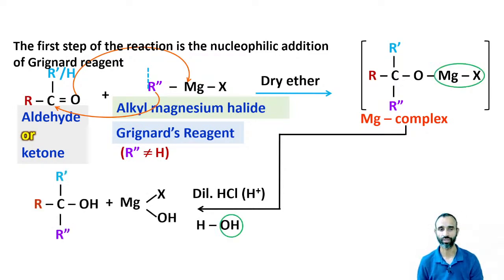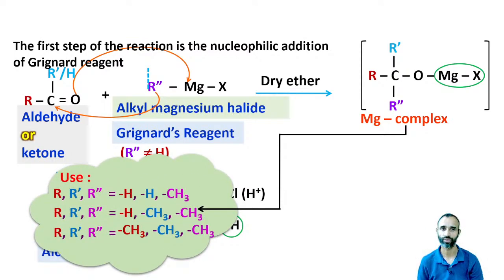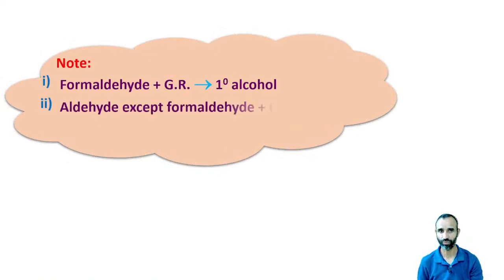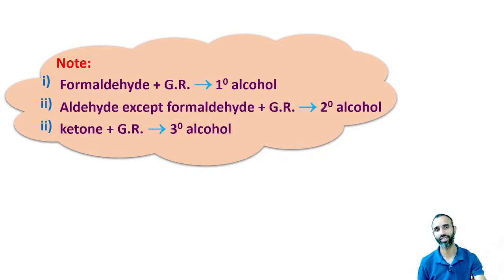and we get alcohol. Obviously, if it is formaldehyde, we get primary alcohol, because then R and R dash both are H. If other aldehydes are there, either R or R dash is hydrogen. This is alkyl only. So we get secondary alcohol, and if it is ketone, then we get tertiary alcohol. So formaldehyde gives primary alcohol. Other aldehydes.